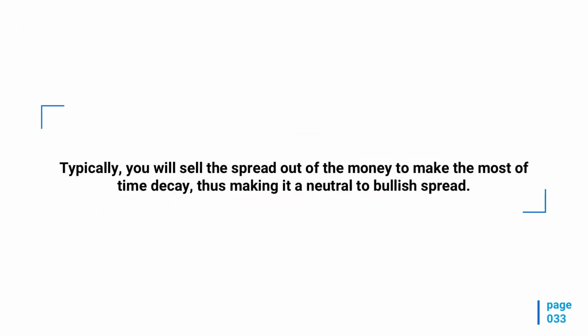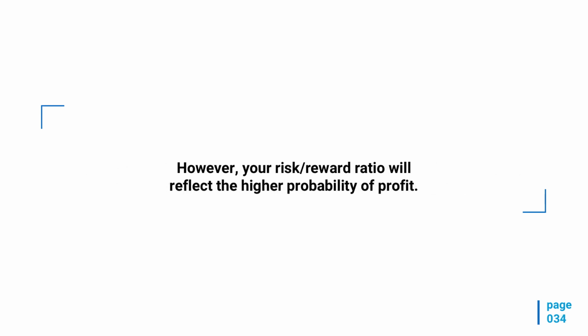There are two common ways to set this up. Typically you will sell the spread out of the money, as I've mentioned, and you'll want to make the most out of time decay, thus making it a neutral to bullish strategy. So you want the stock to end up above strike price B in the payoff diagram. However, your risk reward ratio will reflect the higher probability of profit. The further out of the money you sell the bull put spread, the less favorable the risk reward ratio will be.